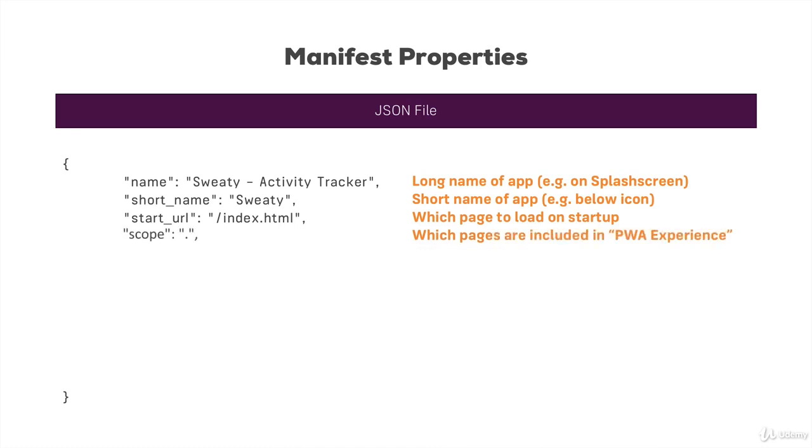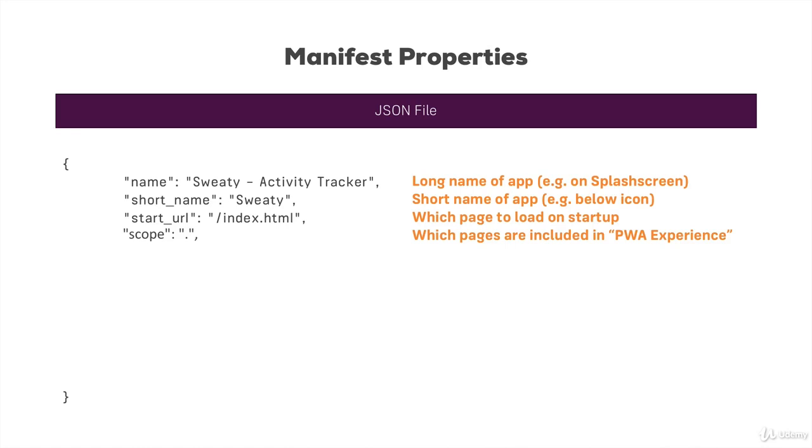We also can specify a scope. Now this means which pages are included in our, let's call it PWA, Progressive Web App experience. So here, a dot simply means all the pages in our web folder, so in the public folder here, are included. If we would only specify a subfolder, let's say the help folder, that would mean that for every other page, the browser will not use the settings we set up here in the JSON file. So if we specify a certain icon we want to use, the browser will only use that for the pages which are part of the scope and not for the other ones.